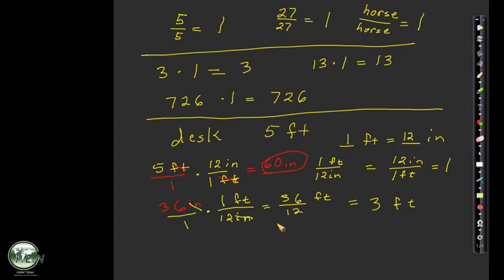Okay? And it's based on anything divided by itself. The same over the same is 1. We're going to multiply by 1, so it doesn't actually change anything. The numbers will change, but the actual amount that it contains is the same thing. 36 inches is exactly the same thing as 3 feet. The measurement, the length, did not change.